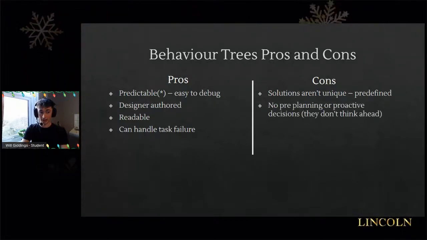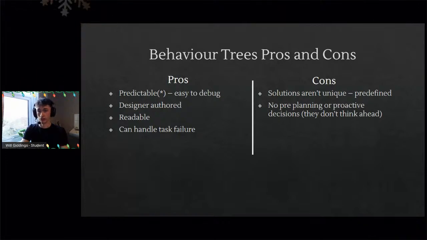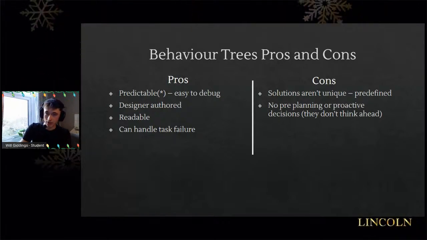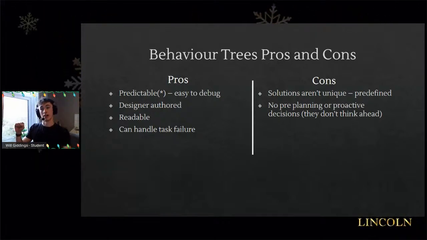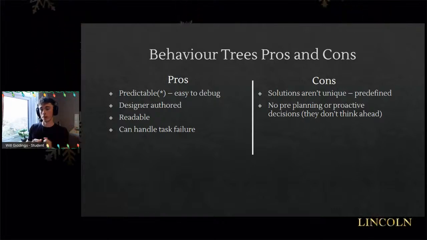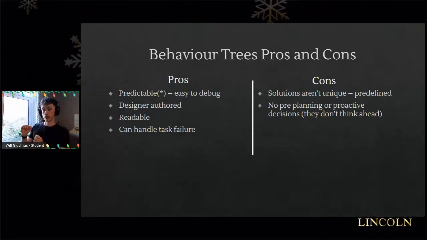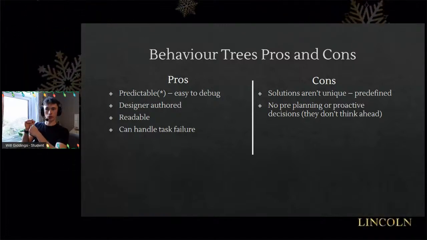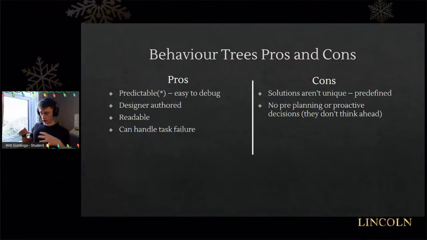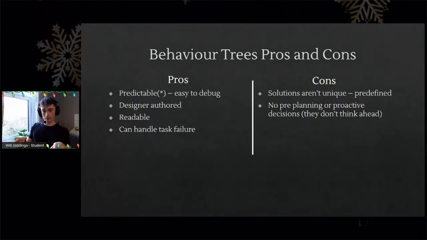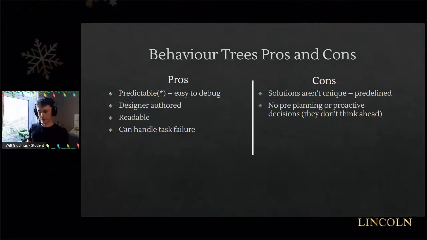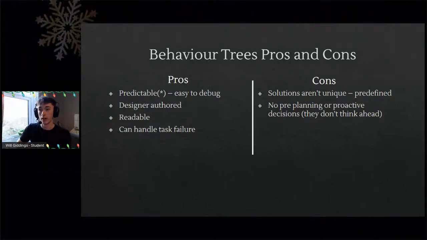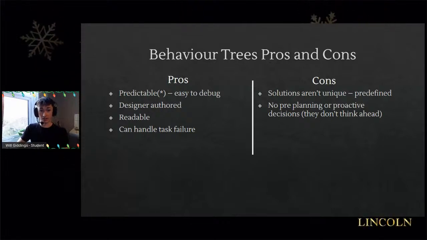There's no pre-planning or proactive decisions. So this comes back to that idea I mentioned with reactive and proactive decision making. A behavior tree is what we'd consider a reactive decision maker. We go from one node to another, and we don't really pay attention to the end goal. We just look at the node we're at now and then go down it, just like a flowchart would. And that's because under the hood, a behavior tree is really just a finite state machine.